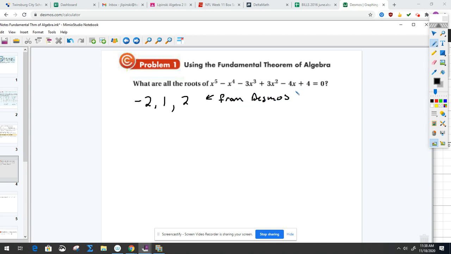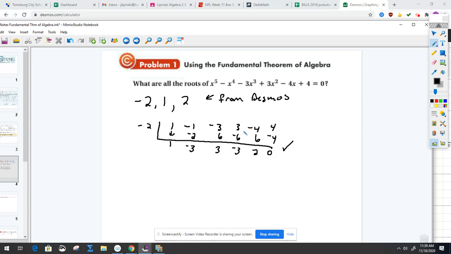I'm going to show that by doing synthetic division. Okay, so I'm going to do synthetic division, and I'm going to repeat the synthetic division until I get a remainder of 0. So I drop the 1, multiply, add down, multiply, add down, multiply, add down, multiply, add down, and I do get a remainder of 0. So that proves that -2 is in fact a 0.